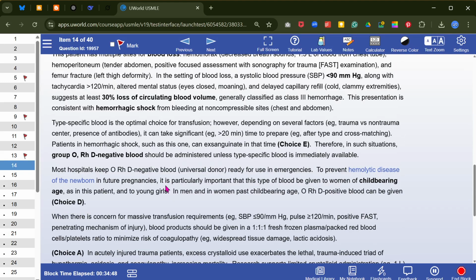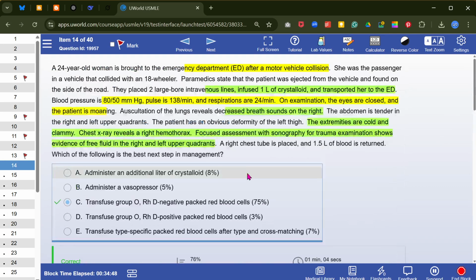Most hospitals keep O Rh negative blood, the universal donor, ready for use in emergencies to prevent hemolytic disease of the newborn in future pregnancy. It is particularly important that this type of blood be given to women of childbearing age, as in this patient, and to young girls. In men and women past childbearing age, O Rh positive blood can be given. This is important. So O Rh positive blood can be given after childbearing age or to any man, but for this young woman of childbearing age, we give O Rh negative blood to prevent hemolytic disease of the newborn.